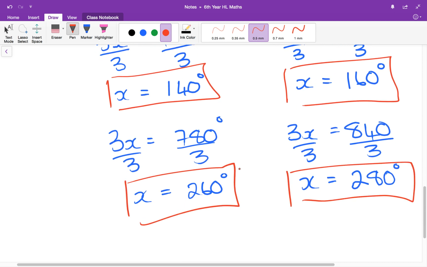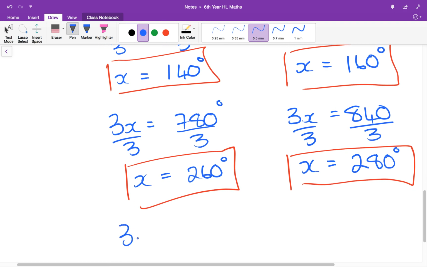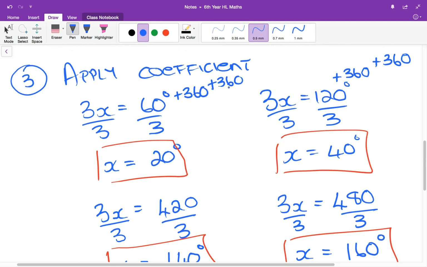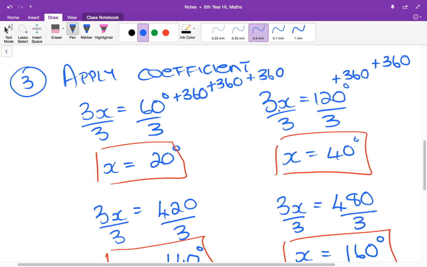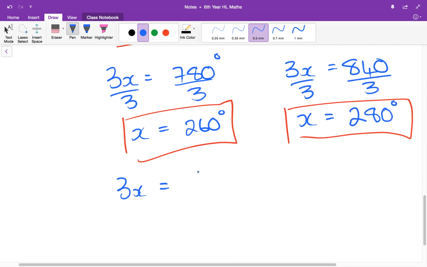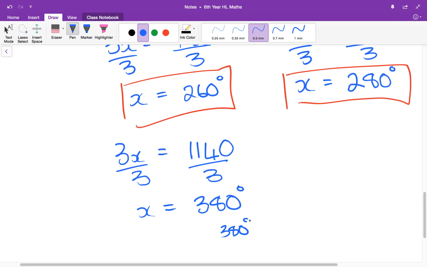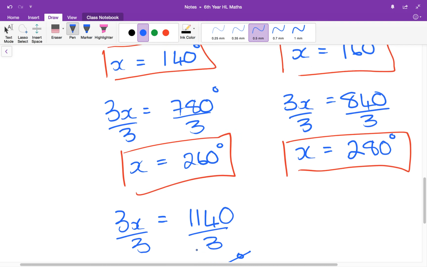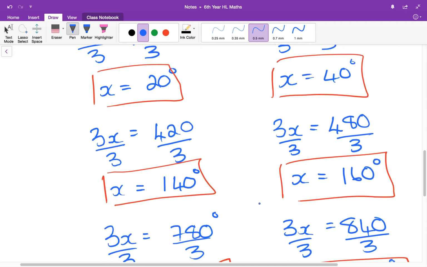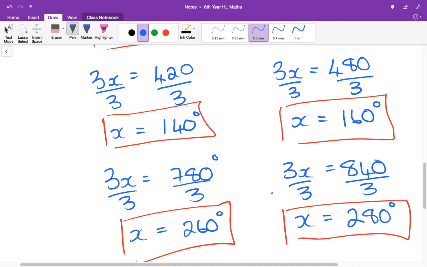Which means we have to go again. So we add a 3rd revolution in, and 60 with a 3rd revolution brings us to 1140. Divide by 3, and that gives us 380. That 380 degrees is obviously greater than 360 degrees, which means it's too big, so we reject it. So we have our 6 answers: 20, 40, 140, 160, 260, and 280.